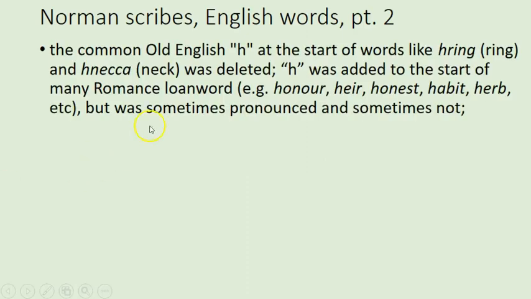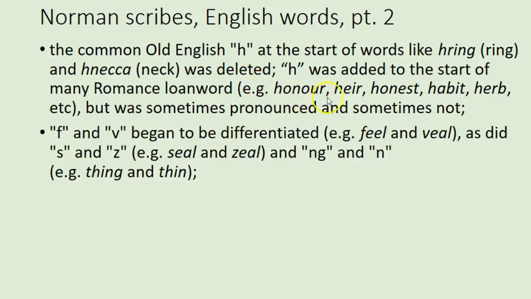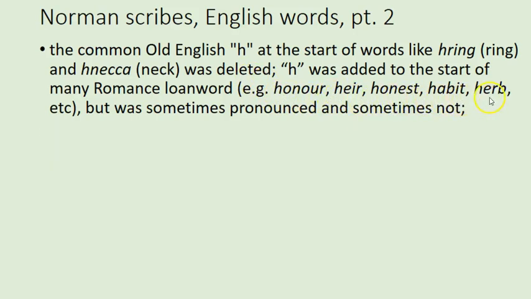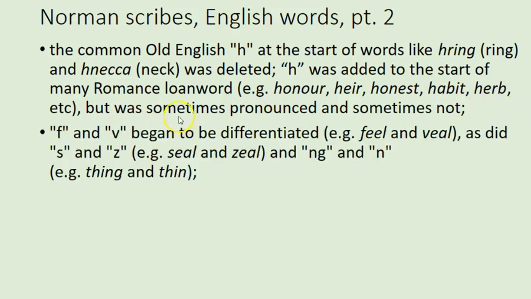Let's see, what else? The Old English H at the start of words like hring and hnecca was deleted, and this might reflect a change in the pronunciation as well. And sometimes we get an H added to the start of many Romance loanwords, such as honor, heir, honest, habit, herb. But it was sometimes pronounced and sometimes not, and this is still something that differs. In Britain, of course, they say herb rather than herb, which we say here.